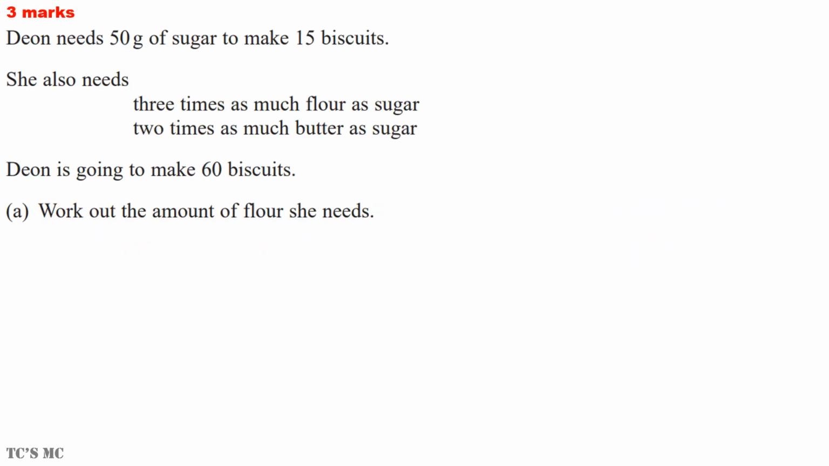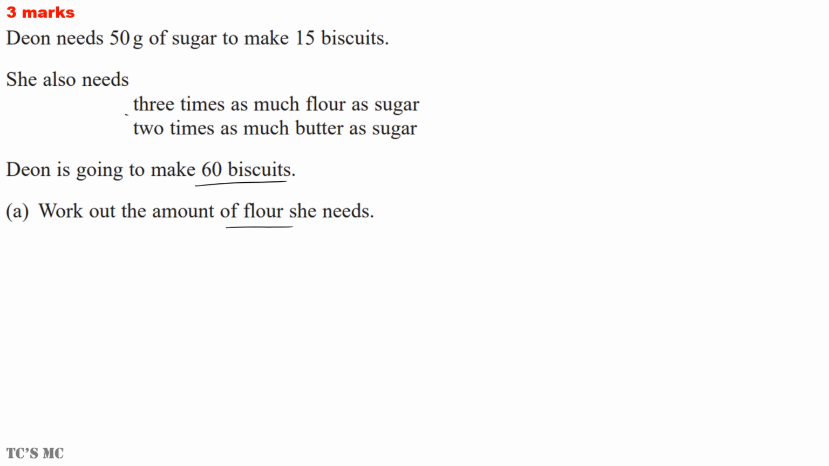Dion needs 50 grams of sugar to make 15 biscuits. She also needs 3 times as much flour as sugar, 2 times as much butter as sugar. Dion is going to make 60 biscuits. Work out the amount of flour she needs. So we're just worried about flour.